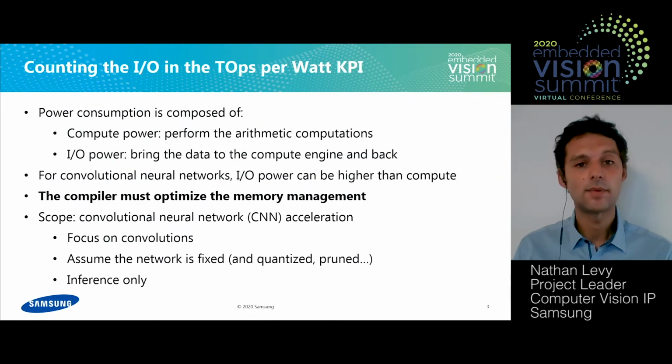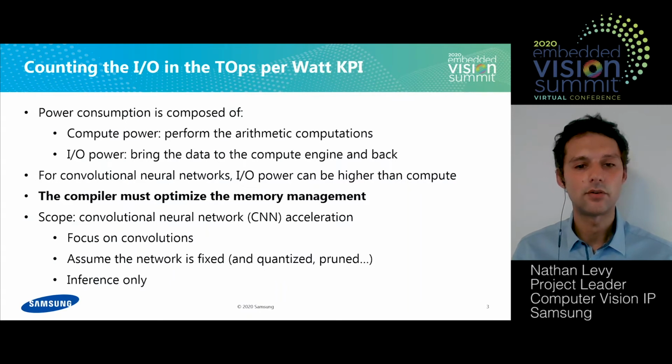If you're watching this summit, you're probably aware that power consumption is a big deal for inference on the edge. Power consumption has two components. The first one, compute power, is the amount of energy you have to invest to run those arithmetic computations which you have so many of. The second component is I/O power. That's the amount of energy that you need to invest in order to bring the right data at the right time to the right computation engine so that those computations can happen.